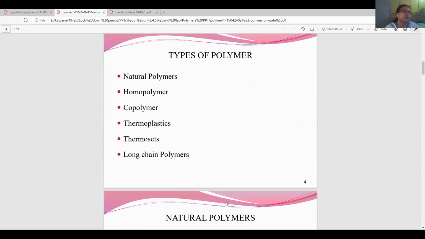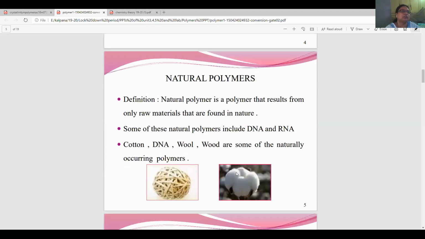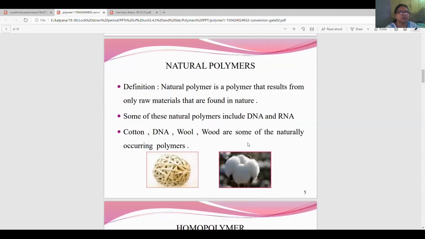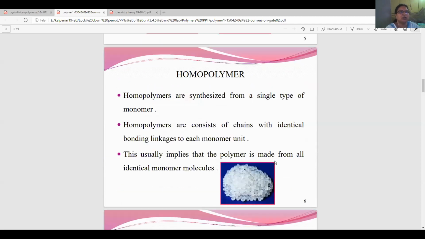polymers. So, natural polymers. You can give me an example of a natural polymer, that is cotton, then wool, DNA, RNA, etc. All these are natural polymers, that is, they are found in nature itself. Then homopolymers. Homopolymers are synthesized from a single type of monomer. Okay? So homopolymers consist of chains with identical bonding linkages to each monomer unit.